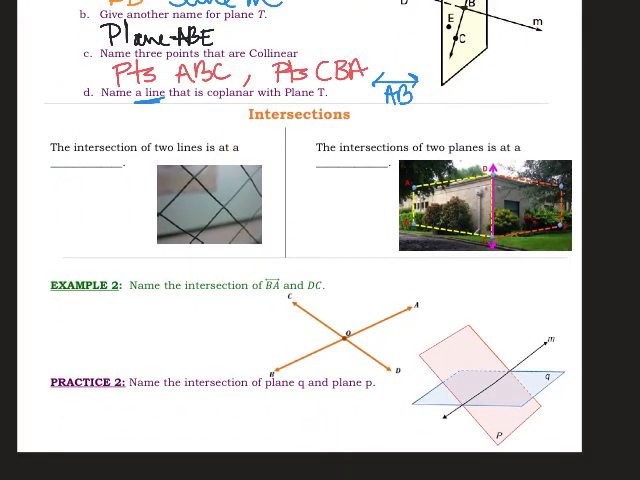All right, let's look at intersections. Intersection of two lines. You guys did this all through algebra, those of us that took algebra last year. When two lines intersect, how many points do they have in common? 1. They only have 1 point.